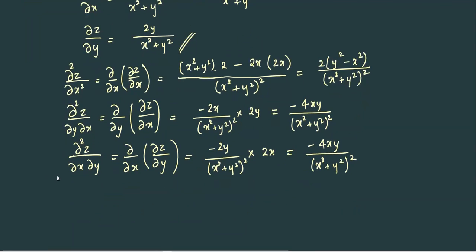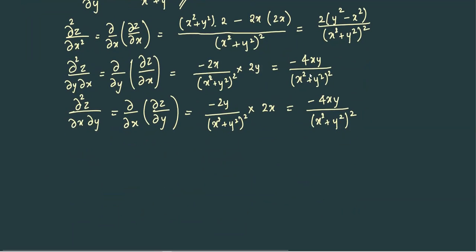The last, what is asked? So these two are equal. ∂²z by ∂y ∂x is same as ∂²z by ∂x ∂y.